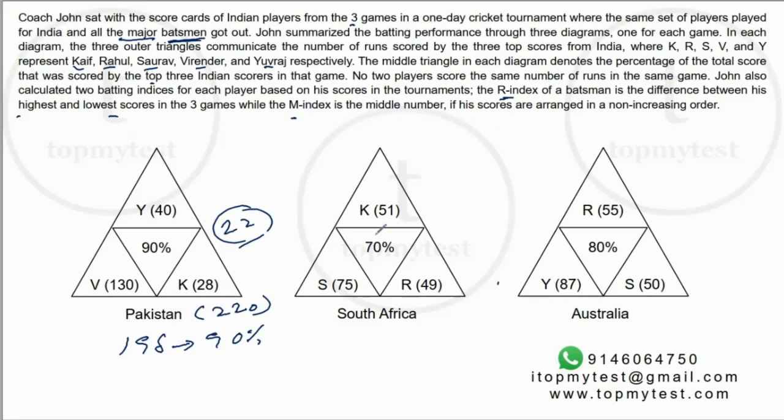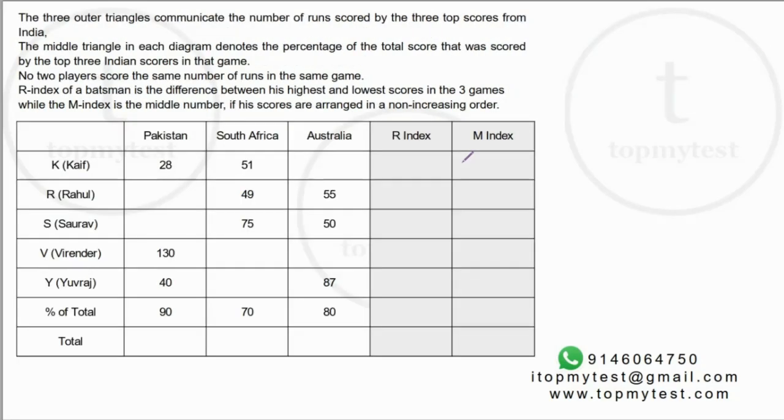Right? So the middle number or median will be M, and R is the range. All right, so let's tabulate this data, get some space. Okay, I've written this down, whatever is available over here. What we know is that this represents 90% of the total score.